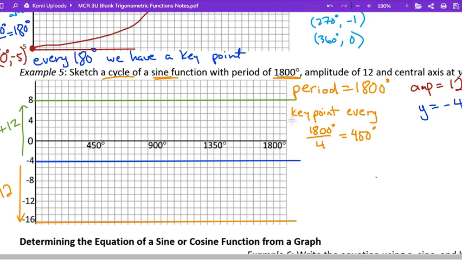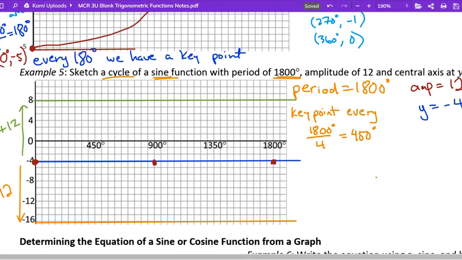The sine function starts at the central axis. So at x equals 0, the sine function is at the central axis. At x equals 1,800, at the end of the cycle, it is again going to be at the central axis. And one more location where it's going to be at the central axis. Where's it going to be? 900, right in the middle. So I just have to figure out the 450 and 1350, right?